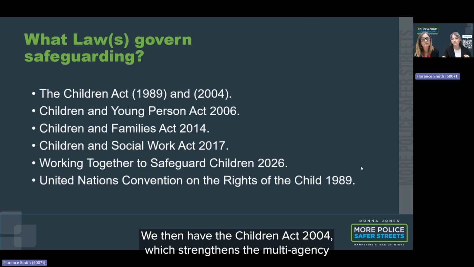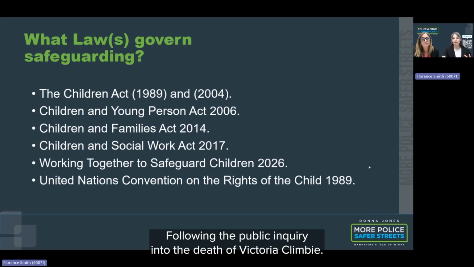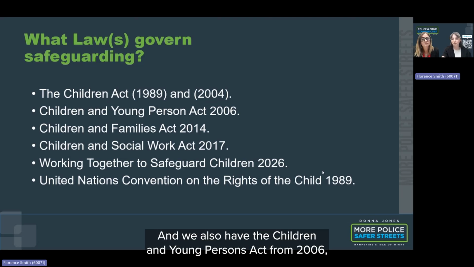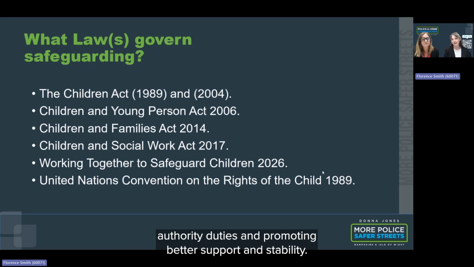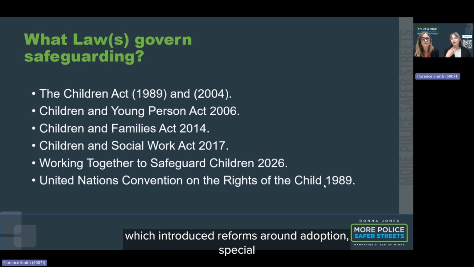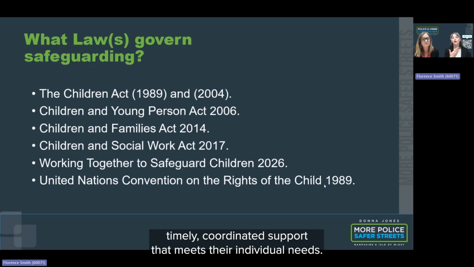We then have the Children Act 2004, which strengthens multi-agency working and creates clearer accountability to improve child safeguarding following the public inquiry into the death of Victoria Climbié. And we also have the Children and Young Persons Act from 2006, which aims to improve outcomes for children in care by enhancing local authority duties and promoting better support and stability. We then have the Children and Families Act from 2014, which introduced reforms around adoption, special educational needs provision and family justice to ensure children receive timely, coordinated support that meets their individual needs.